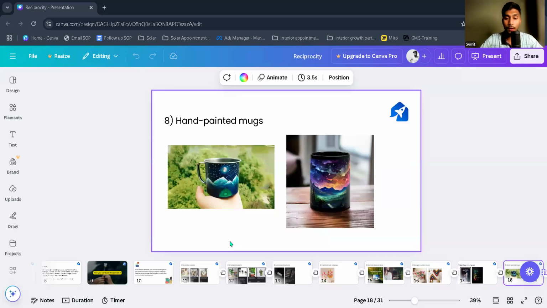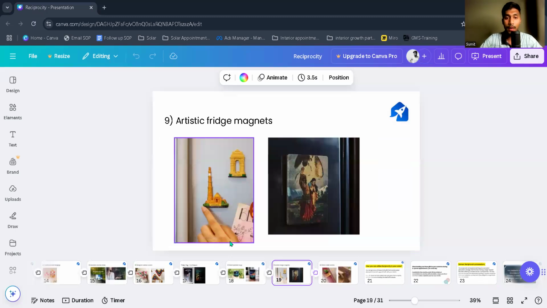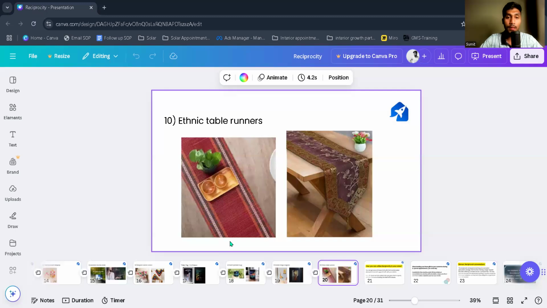The hand printed mugs, this comes really cost effective. You can use this as well. The artistic fridge magnets, this is something common, which you can find everywhere in your local shops as well. So you can use it as a side visit gift. And the 10th one is the ethnic table runners, right? This is something a lot of people are not doing, a lot of people are not aware of. This will look completely interesting on the homeowner's property once they put it on their table, right?